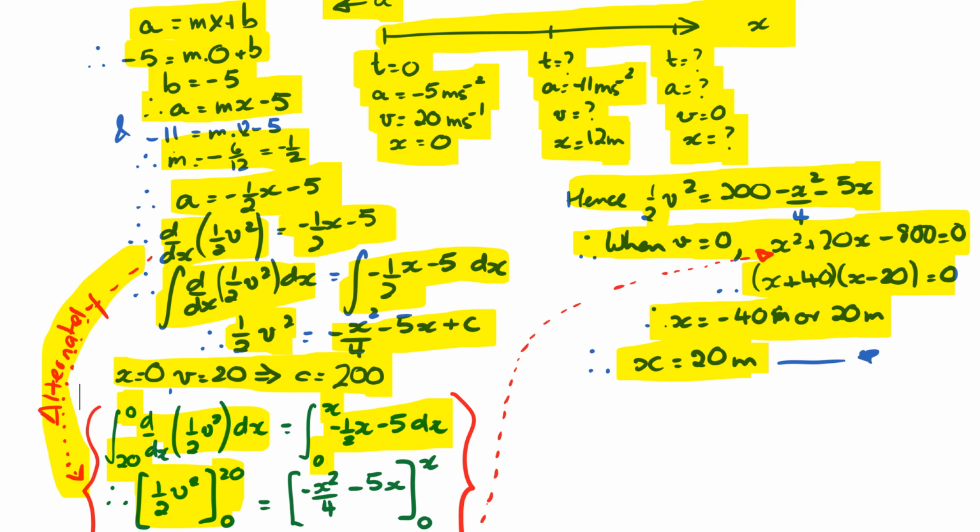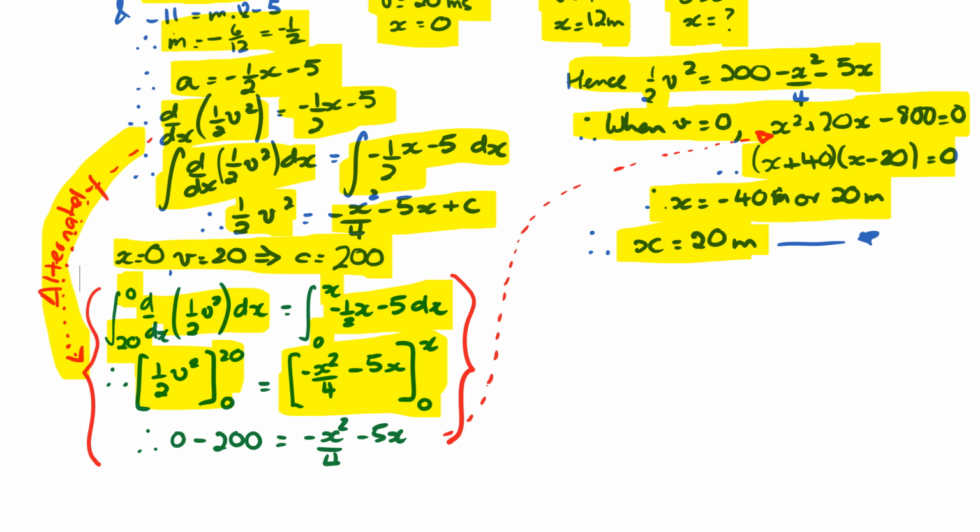I'm integrating that, so I put my limits in here. When I evaluate my definite integral now, I get minus 200 equals that, which takes me back up to this spot here. So takes me straight to my quadratic to be solved and gives me the same answer.